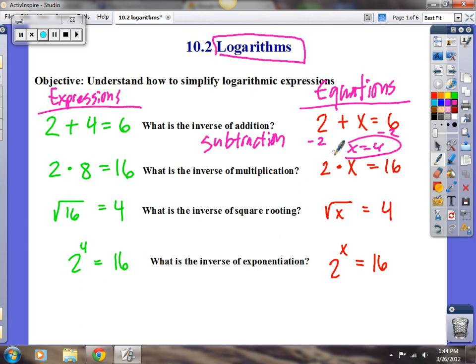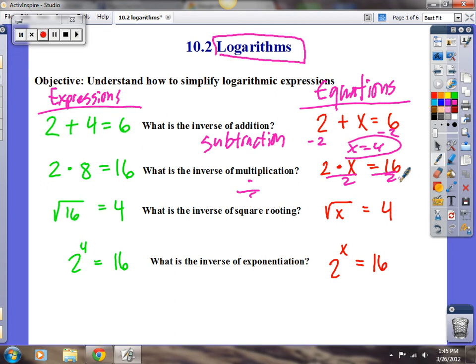What's the inverse of multiplication? Division. And you need to use it to solve an equation that is using multiplication. 2 times what is 16? How do you solve for that? Divide by 2. What's 16 divided by 2? X is 8.